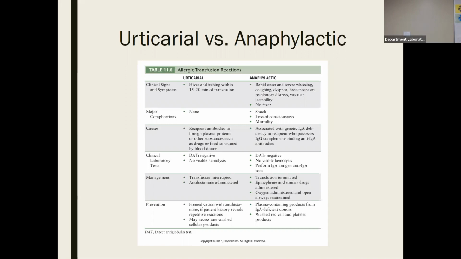Patient symptoms are very important. And then number two, what was our DAT? If your DAT is negative, it could be immune, but it's non-hemolytic. And notice that there's no visible hemolysis. So that's something else we'll look for in our post sample. Once we spin that sample down, if there's hemolysis, that could indicate a severe transfusion reaction occurred. But if there's not any hemolysis, that indicates it's probably not a hemolytic transfusion for sure.